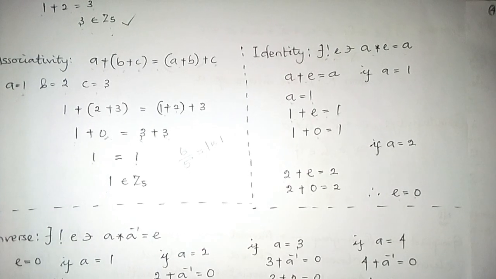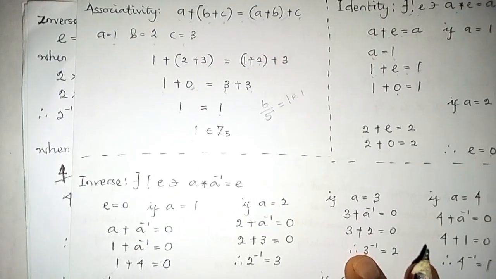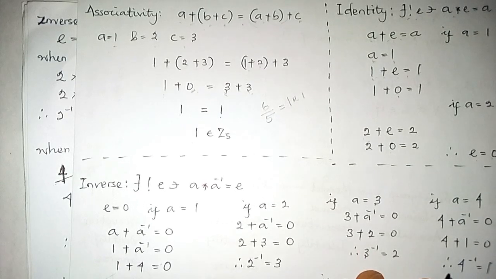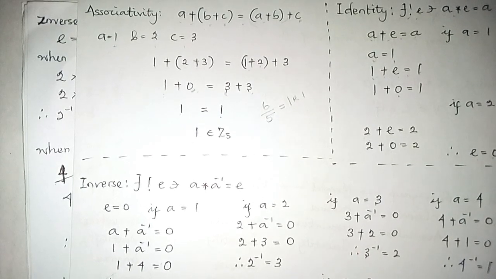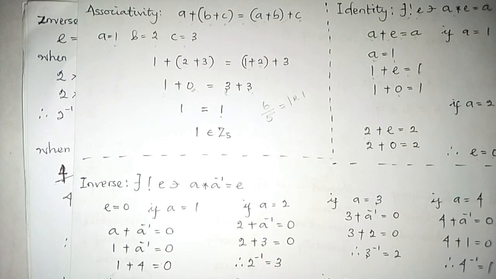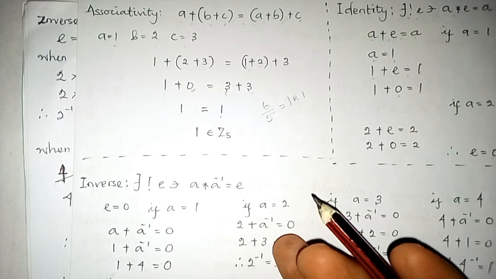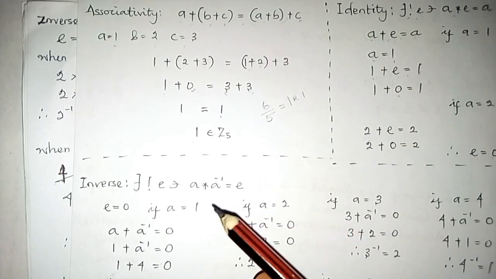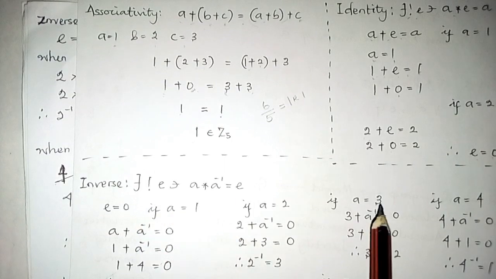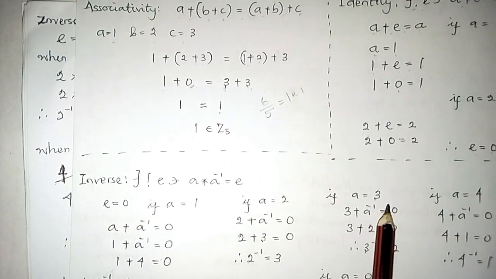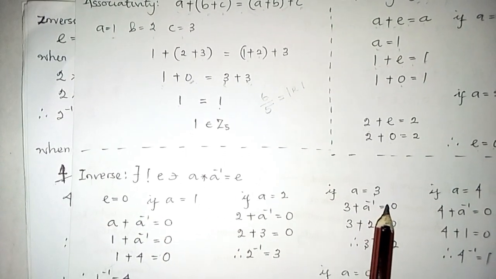The next property we'll be looking at is the inverse. Remember from the last video, we made a statement that for a set to be called a group, it needs to have four properties: the closure property, the associativity property, the identity property, and the inverse property. Now the inverse is the last one to prove that this is a group. So let's have it done.